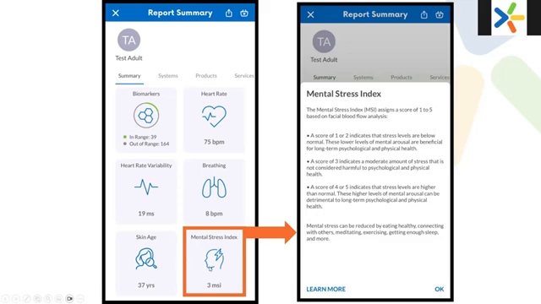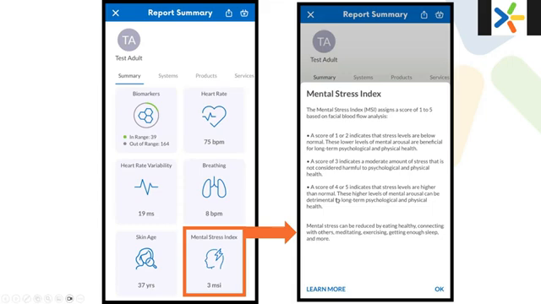And just like the others, if you touch it with your finger, it's going to bring up an explanation of what it is. So it basically lets us know that a score of 1 or 2 indicates that stress levels are below normal. These lower levels of mental arousal are beneficial for long-term psychological and physical health. So 1 or 2, all right, great. A score of 3 indicates a moderate amount of stress that is not considered harmful to psychological and physical health. All right, we're still good.